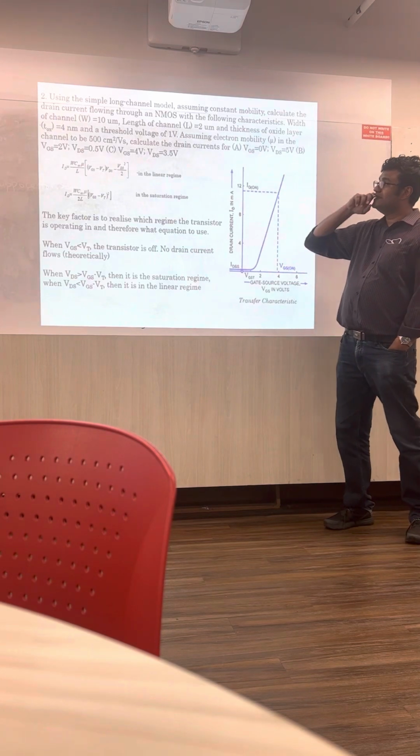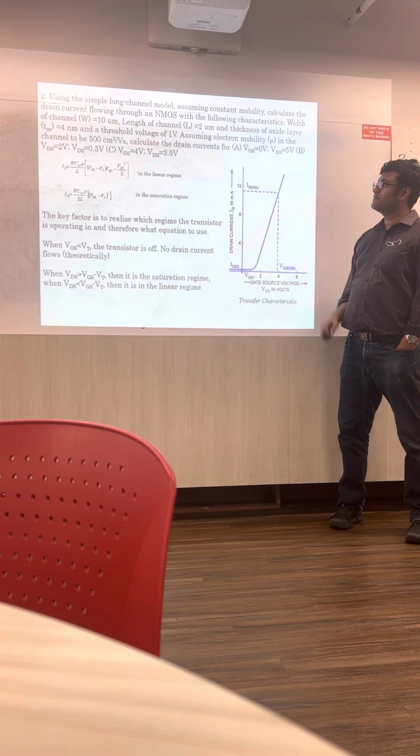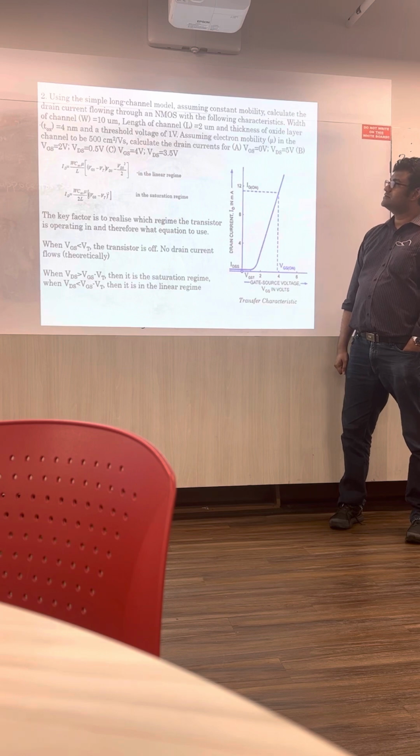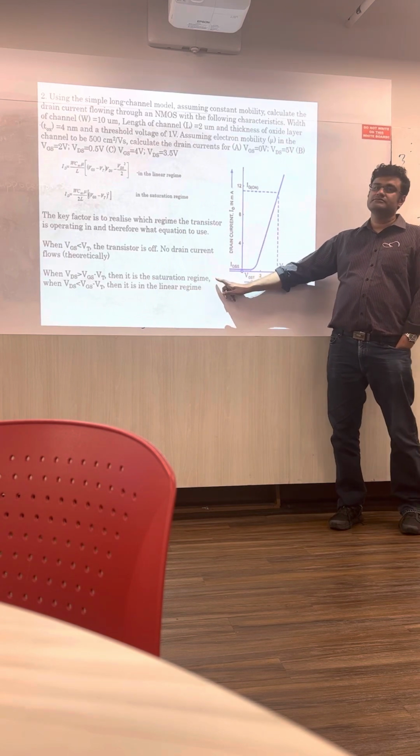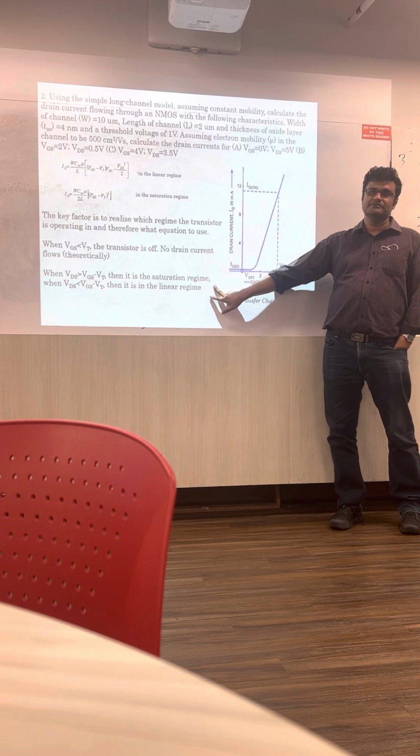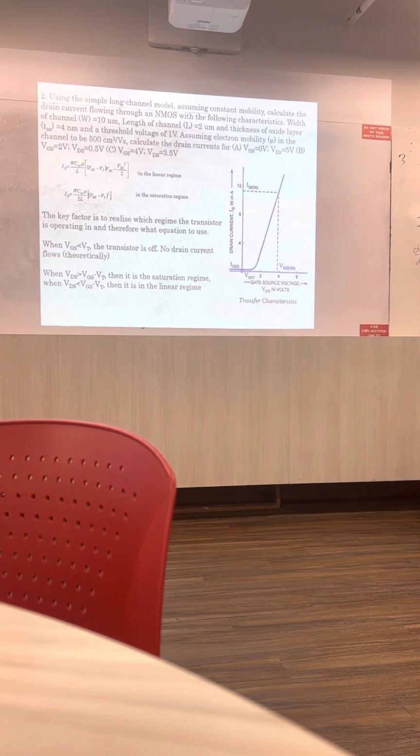So B, is it in linear or saturation? B is 2.5 volt greater than 1 volt? No, it's in the linear regime, right? And C is in saturation regime. So do the calculations. Okay? So A, transistor is off. For B, transistor is in linear regime. For C, 3.5 volt is greater than 3 volts, so it's in the saturation. So now you know what equations to apply.